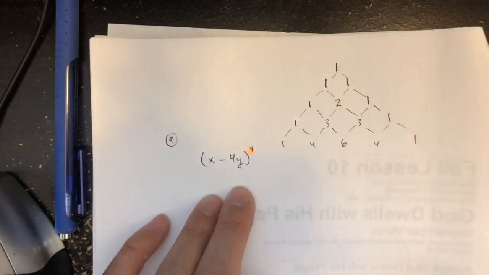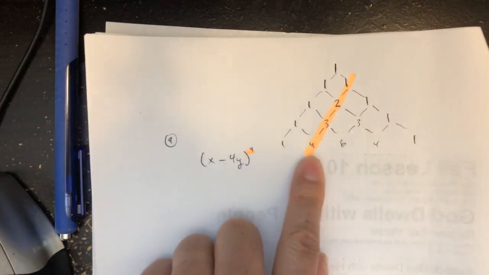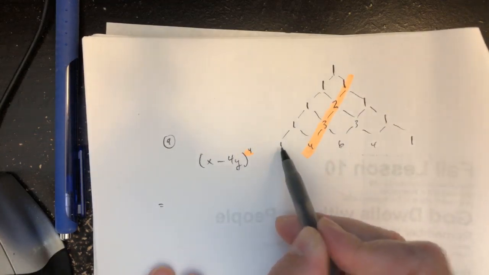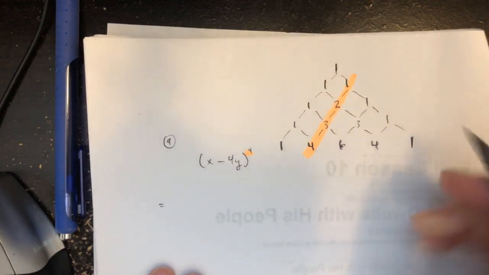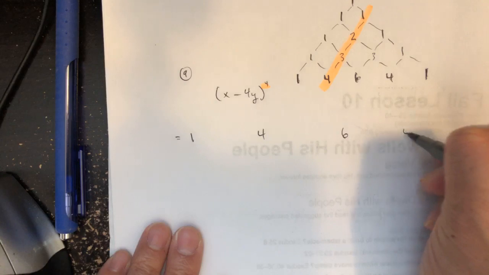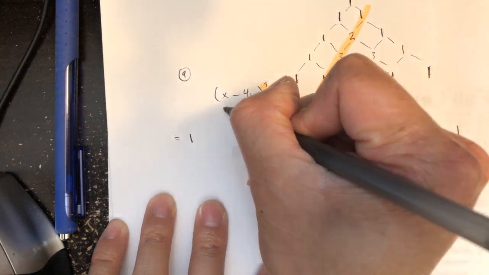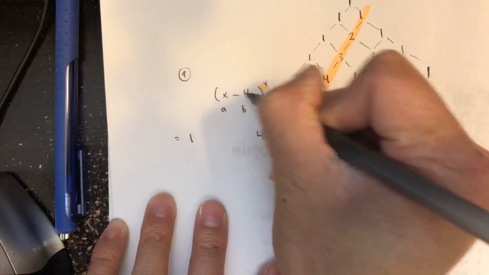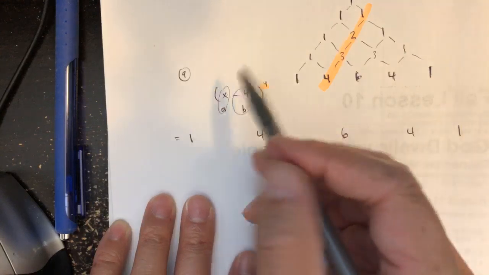This 4 here, you're going to come to this row here. So this power tells you what to pick. You're going to pick this row. And you're going to use each of these numbers, 1, 4, 6, 4, and 1. What I'm going to do is assign a to be x. Okay, pay attention now. b is negative 4y. So watch as I do this.